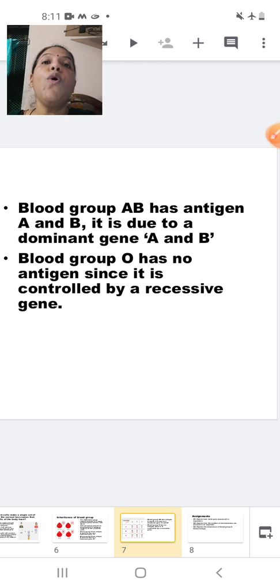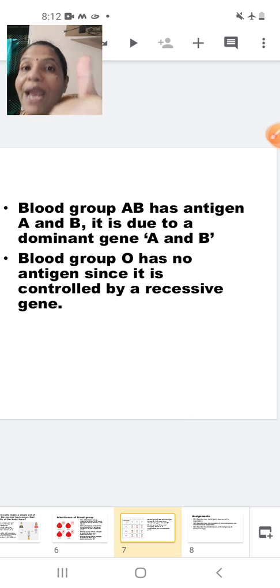The blood group O doesn't have any antigen at all. As I told you, it is not O, it is 0, but it is read as O. It doesn't have an antigen at all because it is having a faulty gene here. And the faulty gene is the one which we are calling the recessive gene. So O blood group is controlled by a recessive gene.